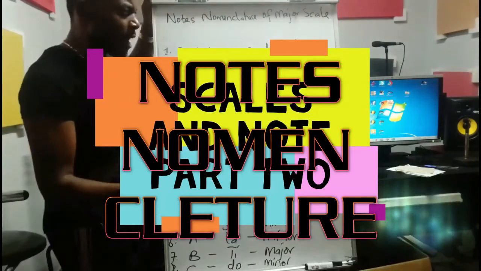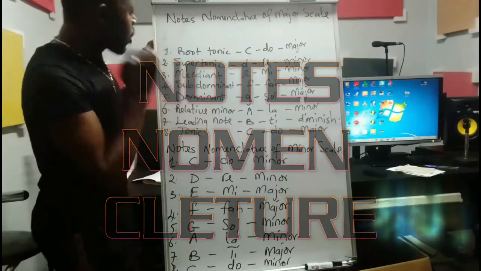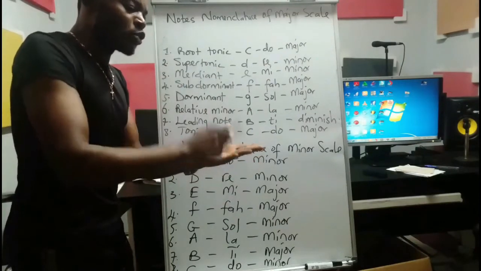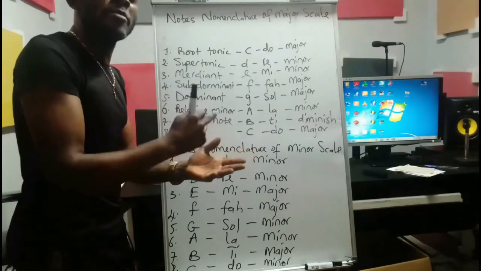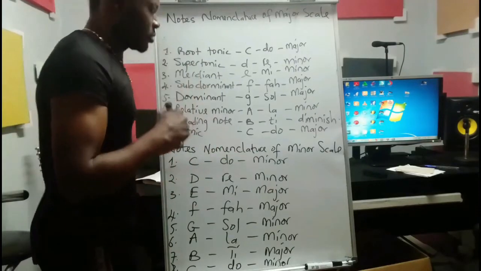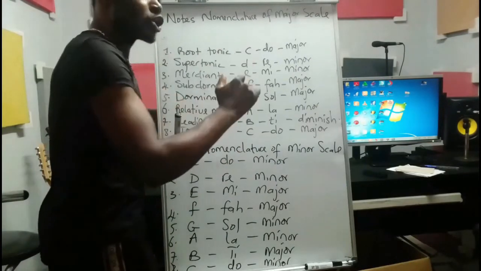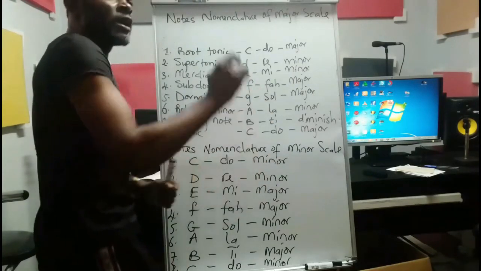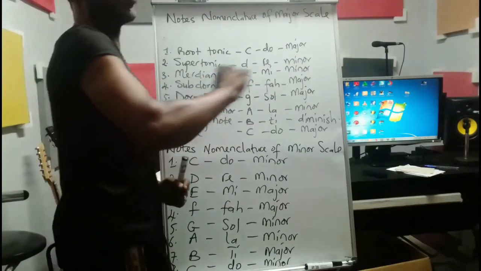Nomenclature of the major and the minor scale. What is that supposed to mean? Okay, now, in the major scale, we have 1, 2, 3, 4, 5, 6, 7, 8, which is do, re, mi, fa, sol, la, si, do. We are on the major scale here. Take note. The first note of the major scale, now when we are into music, we are now doing music. The first note, we call it the root tonic.